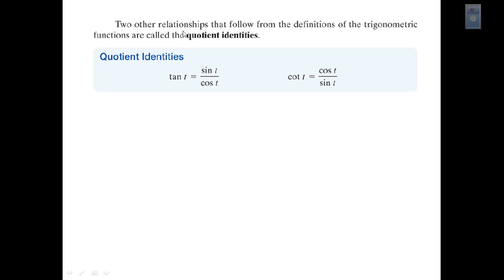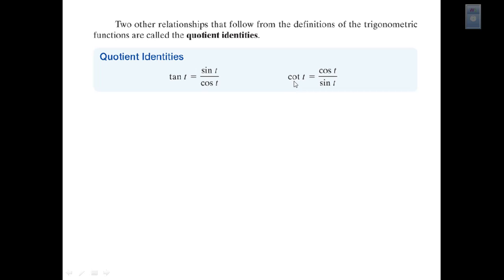Alright, and we have 2 other relationships that follow from the definitions of the trigonometric functions, and they are called the quotient identities. Quotient, of course, because it's a division problem, and tangent t is sine t over cosine t. We've already been talking a little bit about that. That one you're going to use a lot. This one you'll use quite a bit as well, and it's just cotangent t is cosine t over sine t.